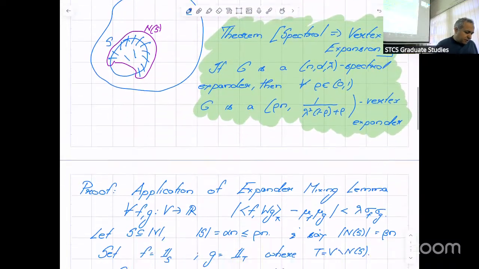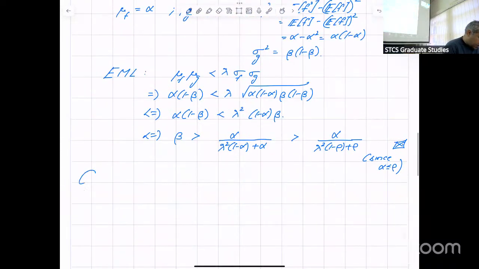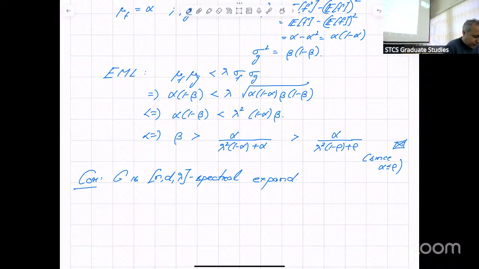So one corollary we saw of this, immediate corollary: G is an n, d, lambda spectral expander for some lambda. It could be any lambda in 0, 1. Then all sets up to, in fact, every set will expand, by 1 by 2 plus alpha for some alpha greater than 0.